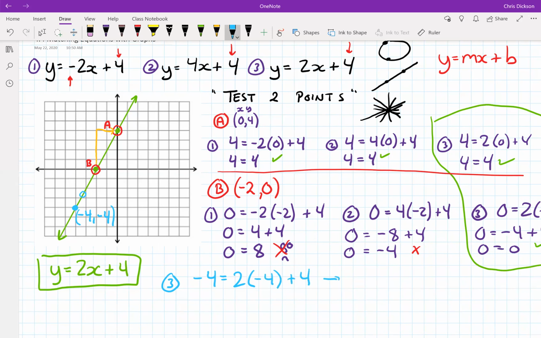So that would be -4 is equal to -8 plus 4. So -4 is equal to -4. That's true. So you could test an infinite number of points if you really wanted to, but I think if you test 2 points, at least for straight lines, then you'd have to know you're right at that point. So we can see in our example here, that first point was okay, but this point down here was not so okie dokie, which means that equation number 1 cannot pass through those 2 points.